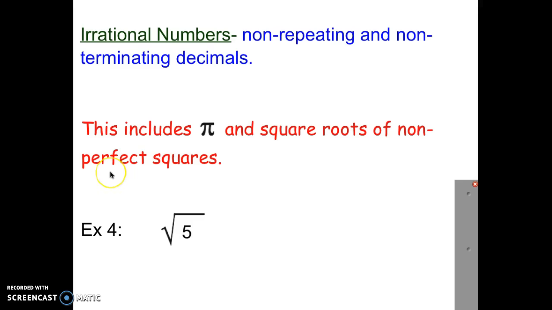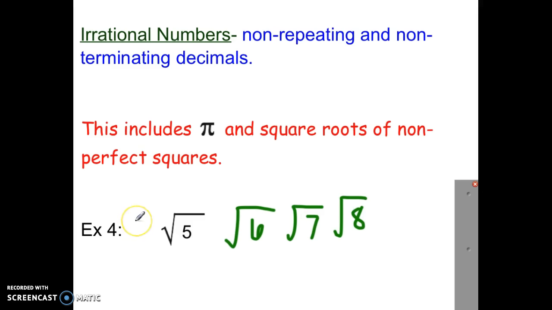If you were to find the square root of 5 on your calculator, it's going to be a decimal that goes on and on and on forever. So that would be a non-terminating, non-repeating decimal, or an irrational number. We could also say the square root of 6, the square root of 7, the square root of 8, not the square root of 4, because that's 2, and not the square root of 9, because that's 3. But all of these values are in between the square root of 4 and the square root of 9, so they would be considered irrational.